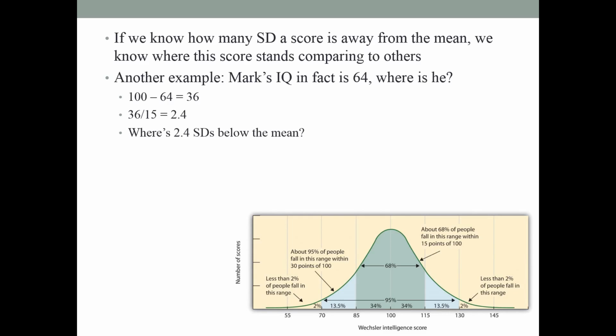Eyeballing probably is not really accurate, really precise. Luckily, statisticians help us with this problem. They make this table called the Z table.